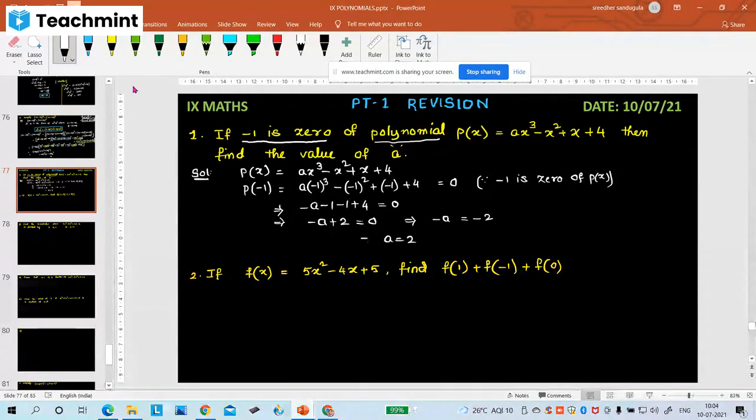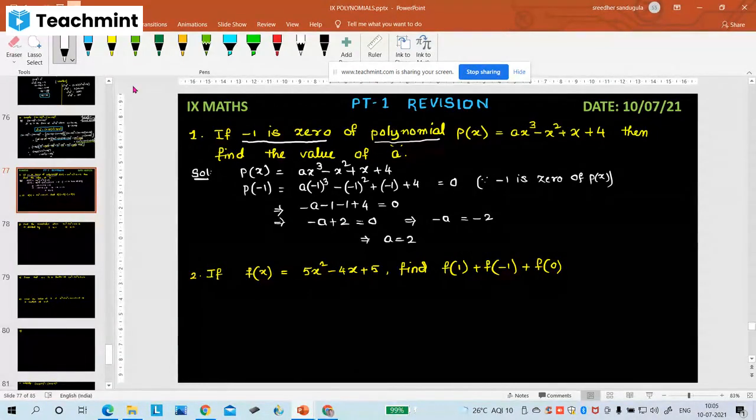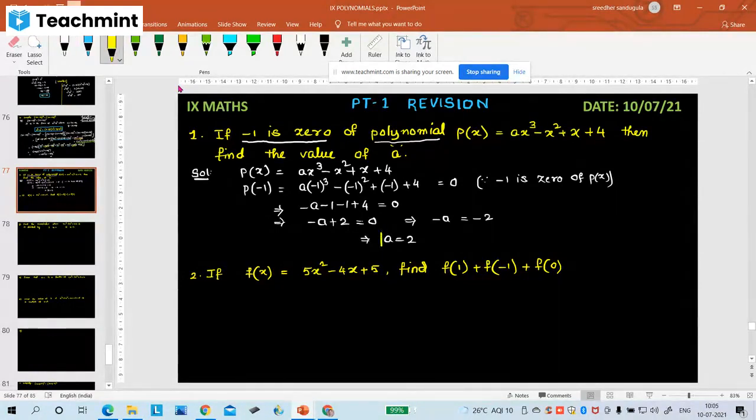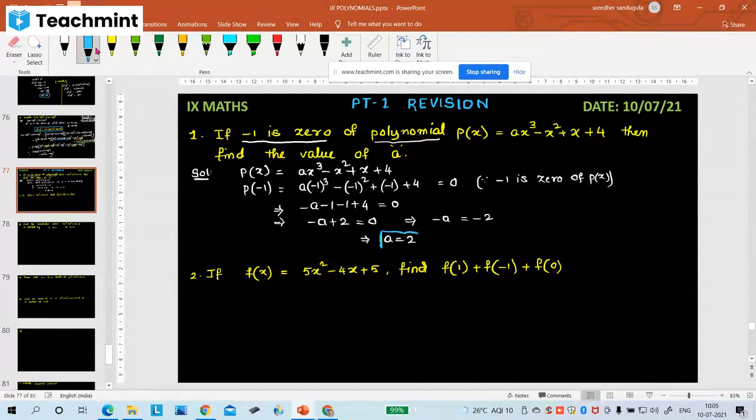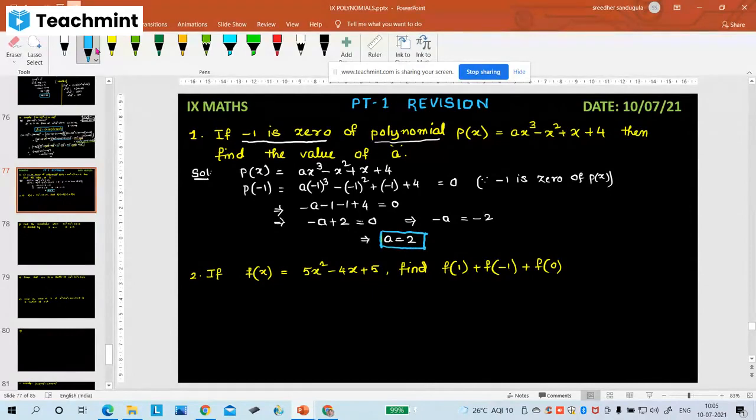Because minus is there on both sides, if you divide by minus 1, you get the value 2. So this is the required value of a. This you have to highlight. Therefore, the value of a is 2. Understood, children? Sometimes they will give the zero of the polynomial and ask to find either a or k, which is the coefficient of any of the x terms.